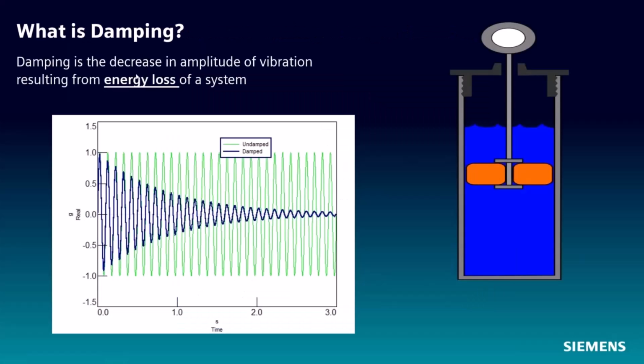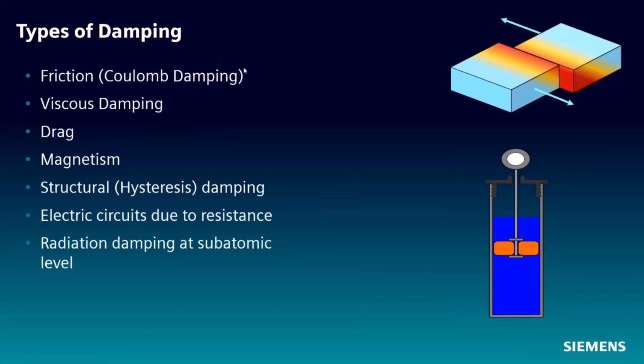By definition, damping is a decrease in amplitude resulting from energy loss. And there's a lot of different types of damping. There's damping that occurs from friction, when you have two bodies working against each other. You have viscous damping, which is generally a fluid that is affecting energy loss. But there's other kinds of damping too. We have drag, which is aerodynamic forces, magnetism. There's structural, or what we call hysteresis damping. You have damping in electric circuits from resistors. And there's even damping that occurs at a subatomic level. It's called radiation damping. But we're really only talking about viscous damping generally when we talk about structures analysis.